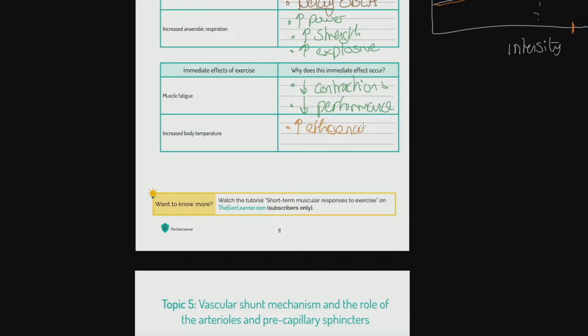Increased efficiency. I don't know what I've written there. It's meant to say efficiency, by the way. Increased efficiency of enzyme activity. So the enzymes, remember, enzymes are needed for energy release, for example.